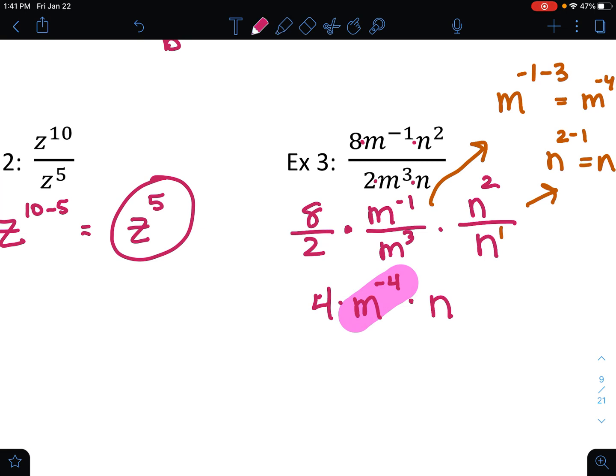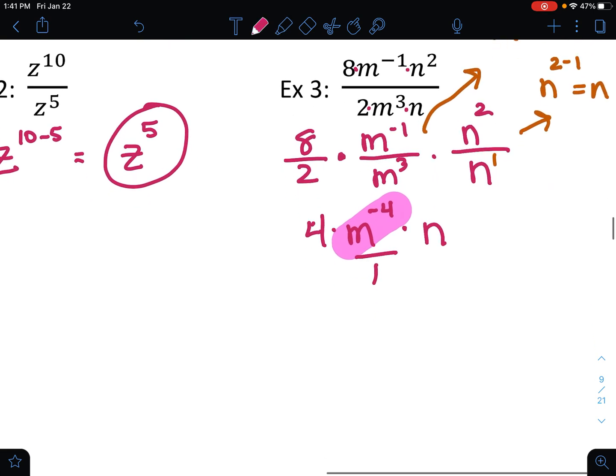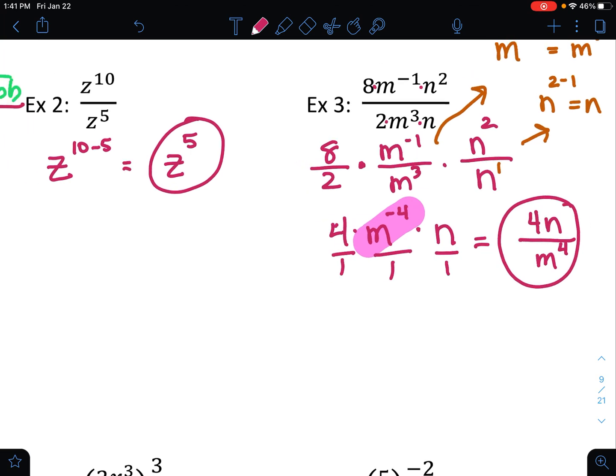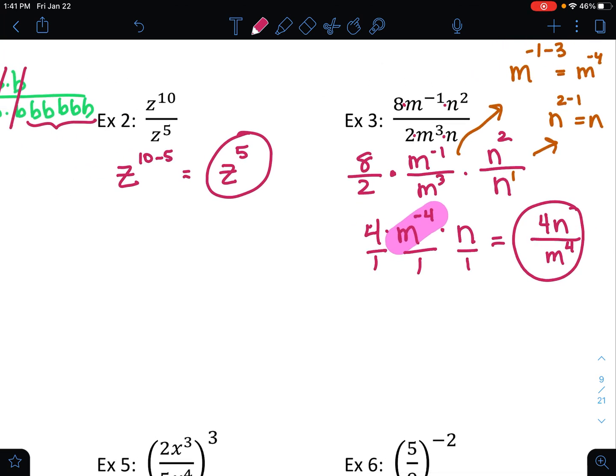I can't leave a negative power, so I only need to take the reciprocal of that part. What that means, if it helps you to see them all over 1, I'm going to leave the 4 and the n exactly where it's sitting. And then I'm going to flip over the middle fraction, and when I do that, I can make that power positive. So that would be m to the 4th. And there's our solution. Okay?